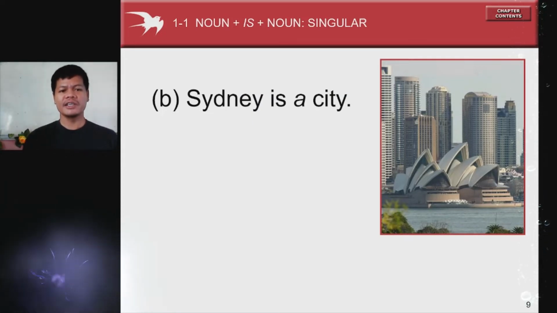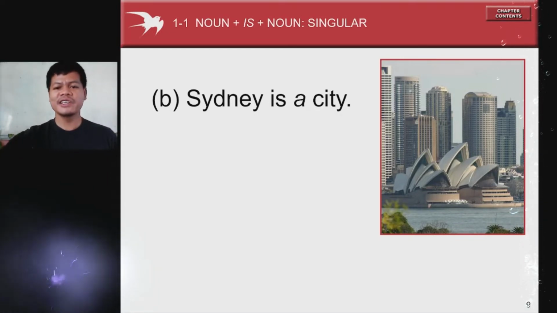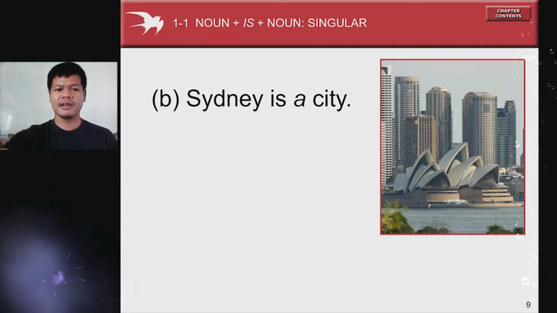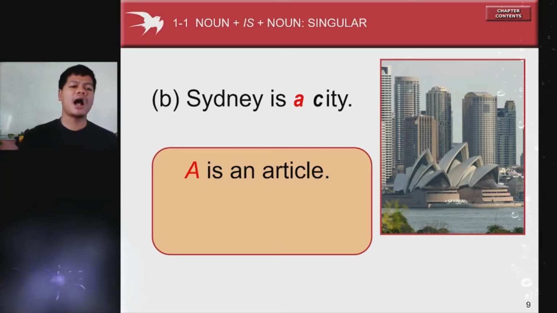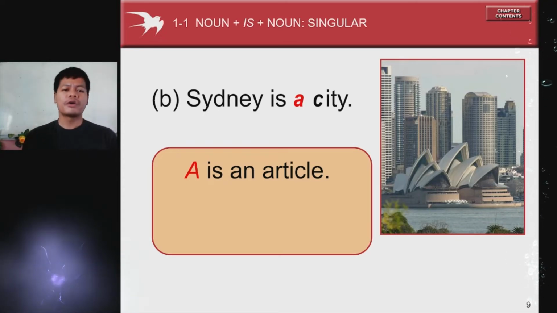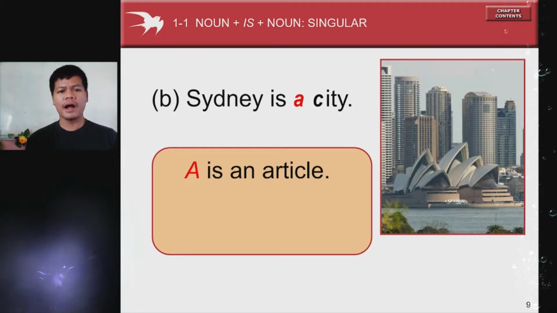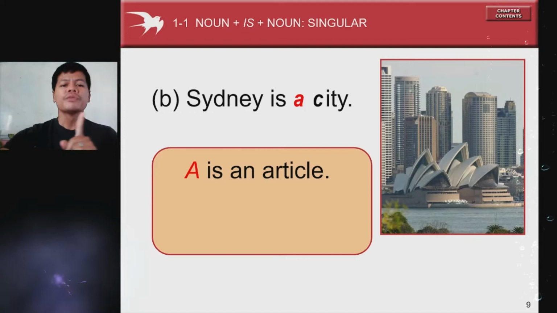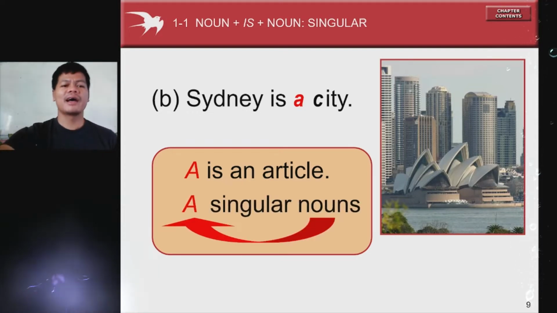Sydney is a city. Do you know Sydney? Sydney is a city, a beautiful place named Sydney. A city. A or an is an article. Do you know article? An article is used in front of a noun, meaning only one, or singular. A singular noun, okay?